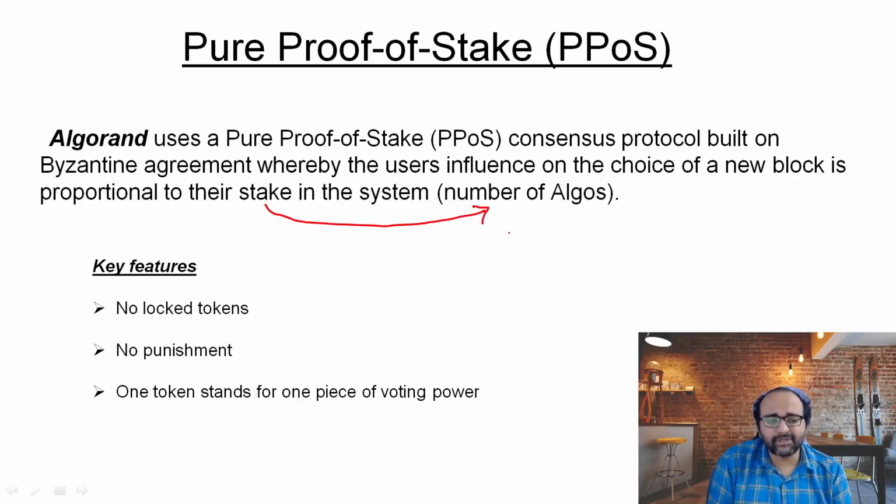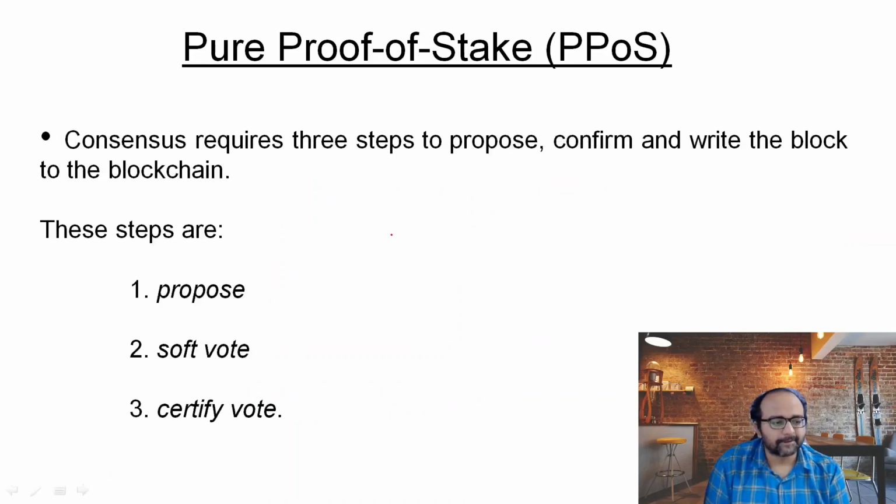The main key features of this algorithm are that there are no locked tokens, there is no punishment, and one token represents one piece of voting power. The entire consensus is carried out in 3 steps. One is proposing the block, the second one is soft vote, and the third one is certify vote.